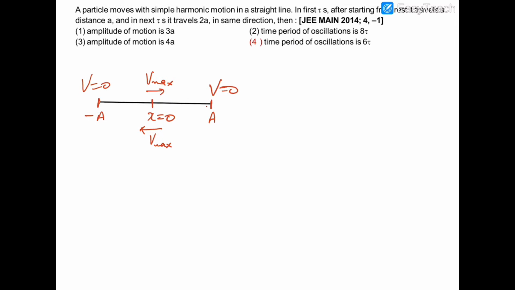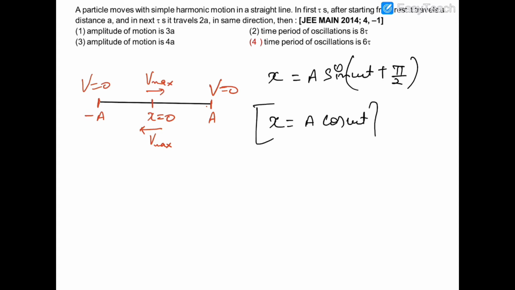So the equation of the particle would be x is equal to A cos omega t. So whenever the particle is starting from plus A, then the equation is x is equal to A cos omega t, or when it is starting from minus A, then the phase of this position minus A is 3 pi by 2, so it would be minus A cos omega t.